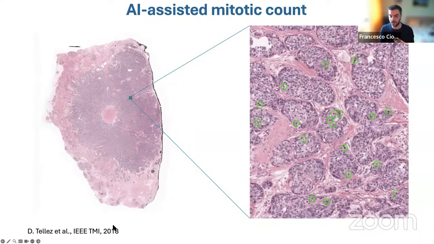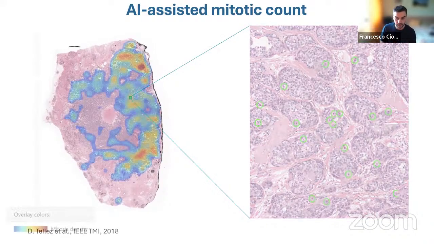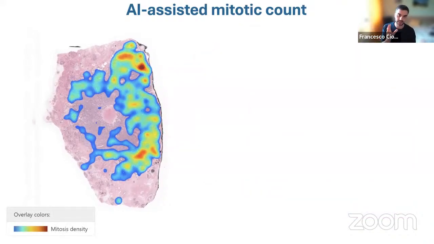We are retraining it now with more data and more modern technology and tricks, let's say, but we are still using it for many studies because it still works very well. So we said, okay, if we have this detection, we can actually pre-read the slide before it gets to the pathologist, and we can compute some form of density of this mitosis, right?